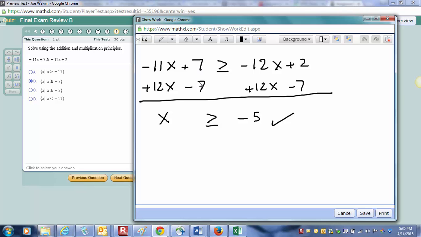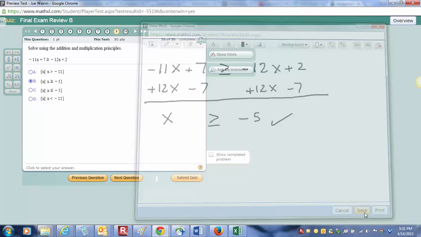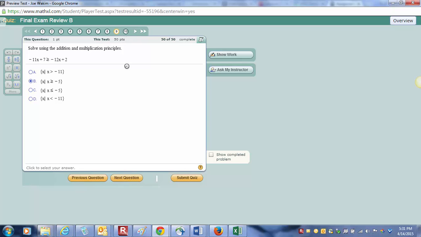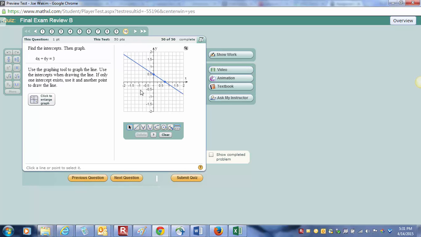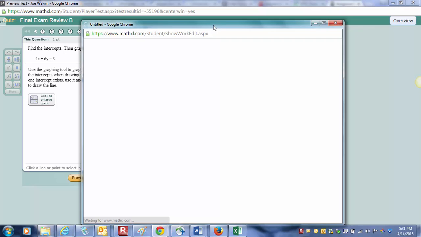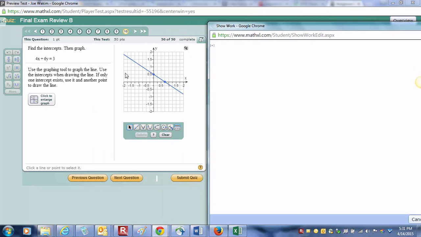These two will cancel. This is greater than or equal. These will cancel. Negative 7 plus 2 is negative 5, and that would be the final answer. x is greater than or equal to negative 5. Number 10. Here we have to find the x and the y intercept.